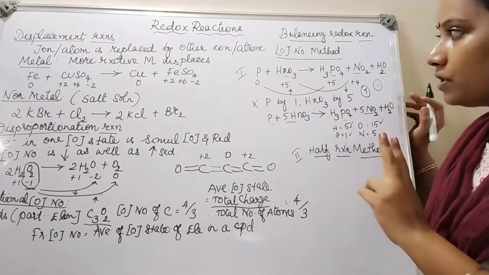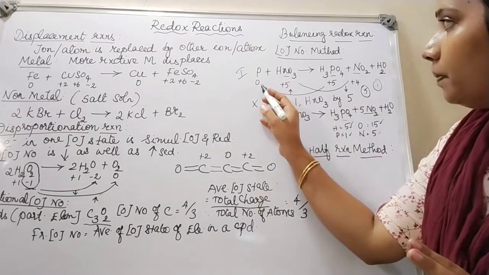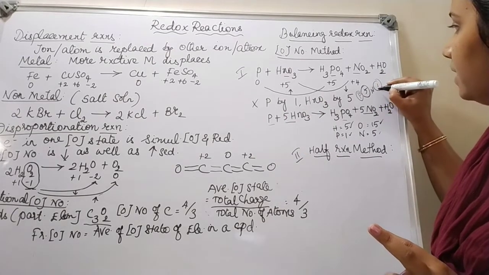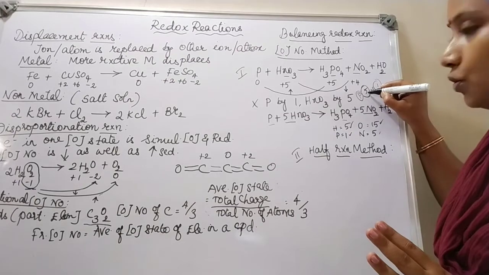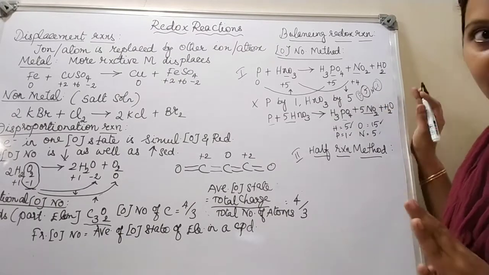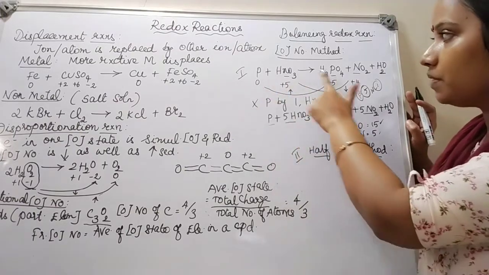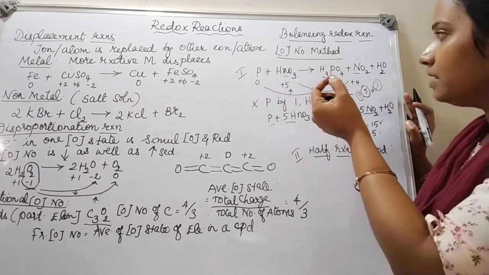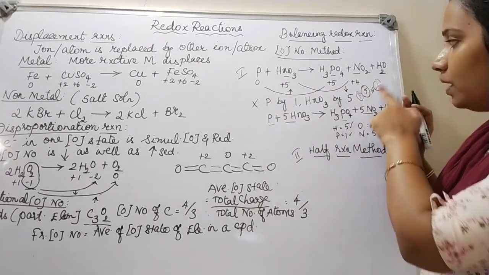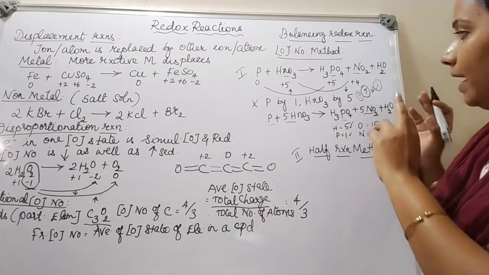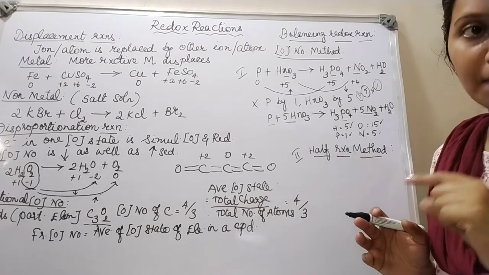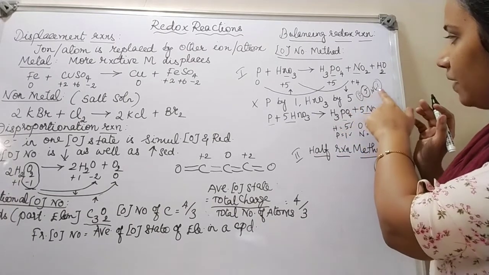So I have just cross multiplied, because for P it is increased by 5, correct? For nitrogen there is a decrease of 1. This is the correct factor, right? Because phosphorus is increased from 0 to 5 and nitrogen has decreased from 5 to 4, so the difference is 1. For nitrogen it is 1, for phosphorus it is 5. Now I have just cross multiplied it, I have crossed out the number. So for P it is 5, for N it is 1.